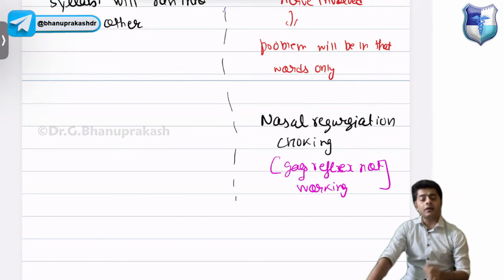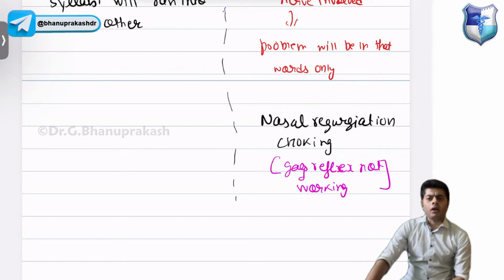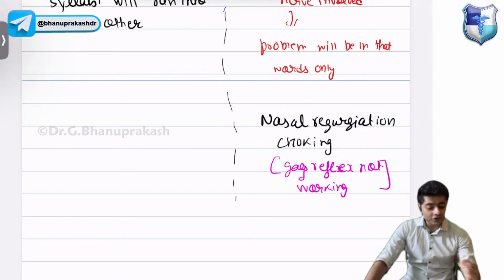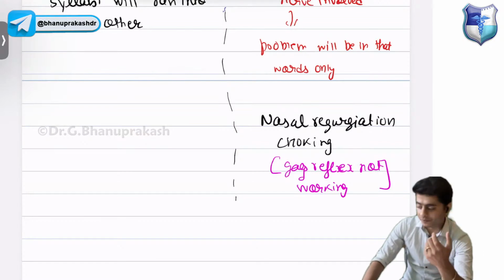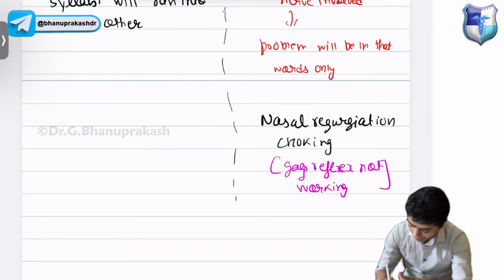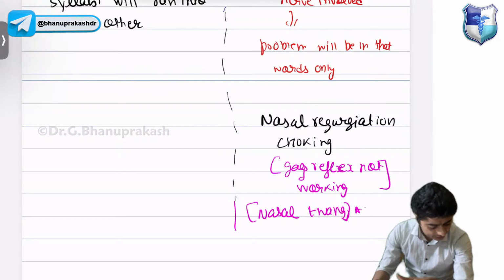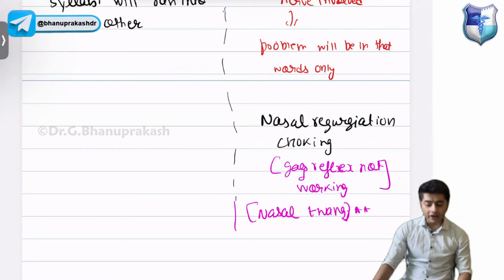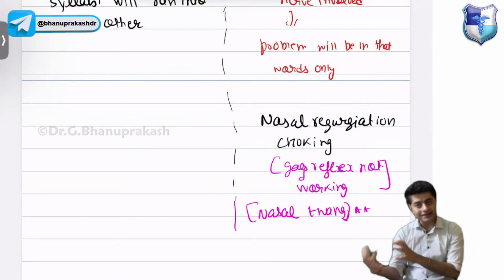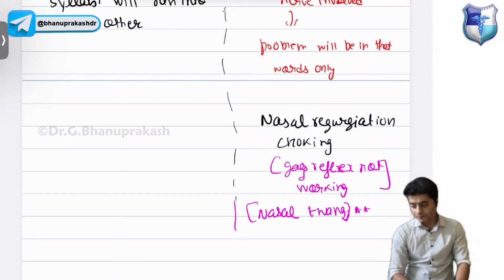Suppose I am saying gag. If I have to say reflex from the nose, reflex. So there is nasal twang. Okay, everyone, there is nasal twang. It will be present more in bulbar as compared to pseudobulbar.